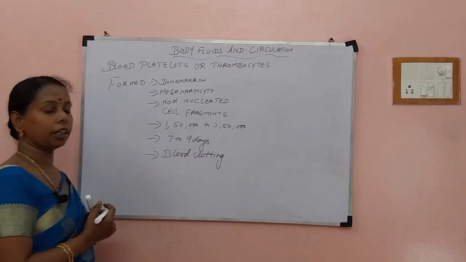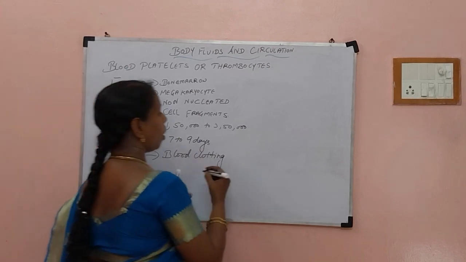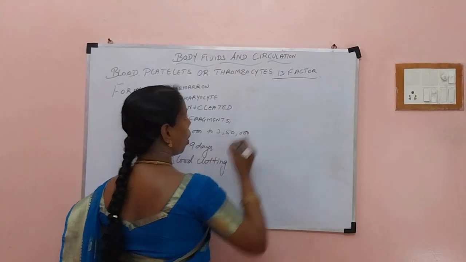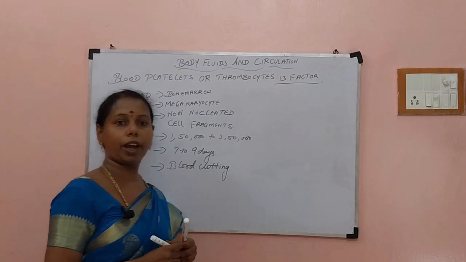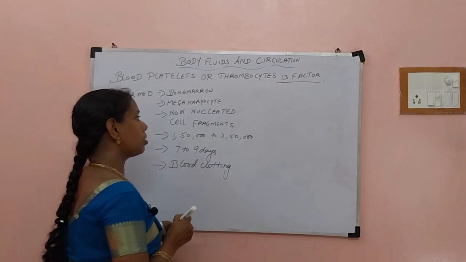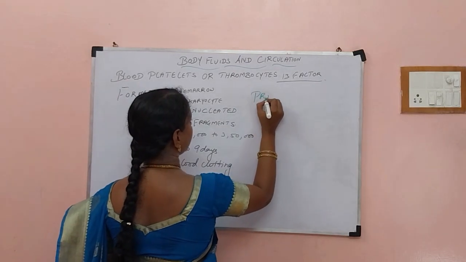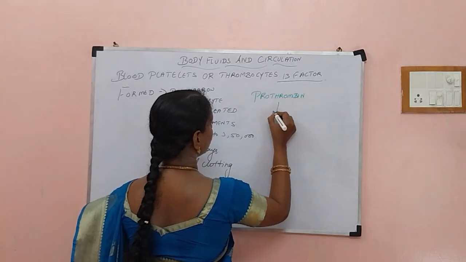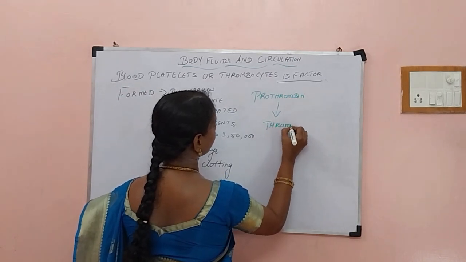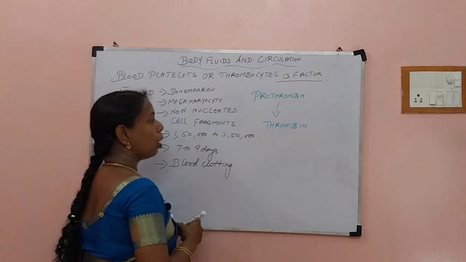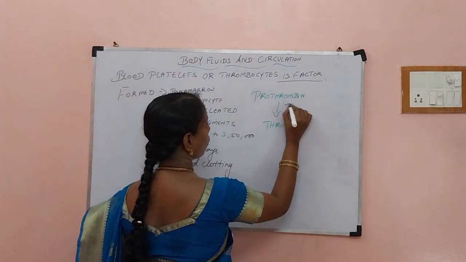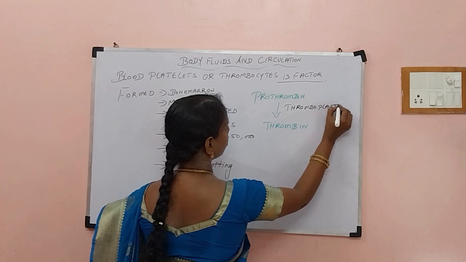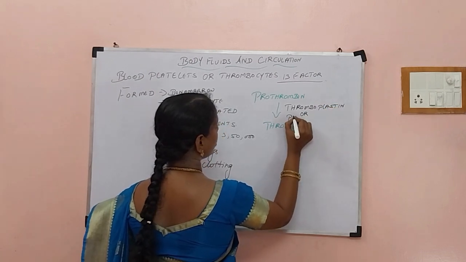As you know, blood clotting is an enzyme cascade process. There are 13 factors involved in blood clotting. Out of the 13 factors, the two important factors are discussed in NCERT. So what is that step? First one, we are converting prothrombin into thrombin. Prothrombin is converted into thrombin by means of thromboplastin or prothrombinase.